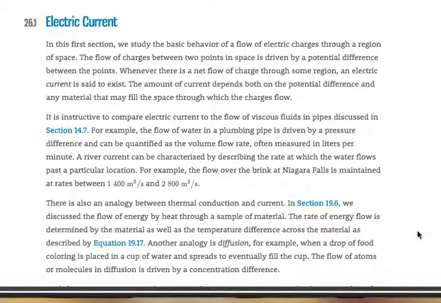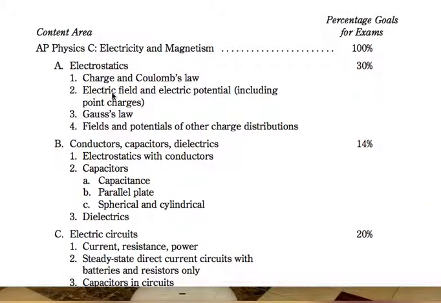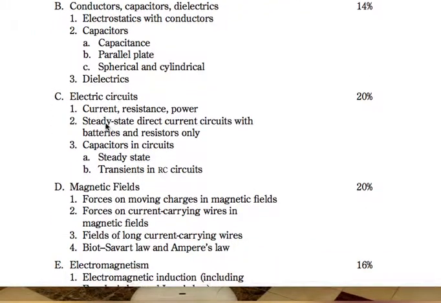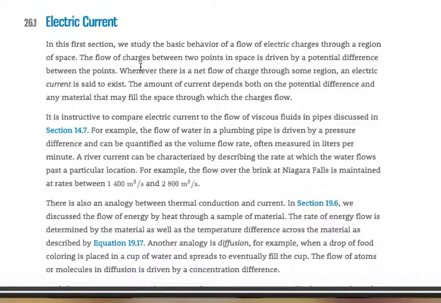Okay, so this is the third topic. This is C under things you need to know for the AP exam. We're about to cover electric circuits, and I'm going to talk about all of these things about electric circuits in this video, which should be maybe 10 minutes. So the first part would be current, resistance, and power.